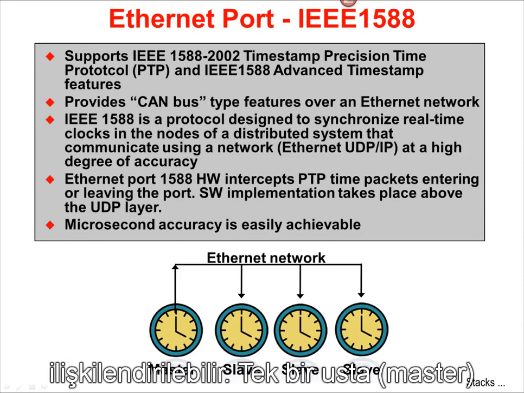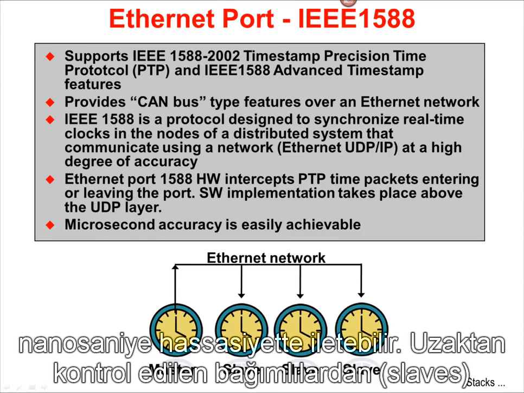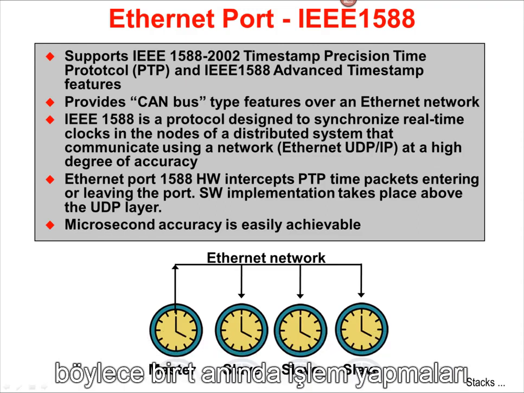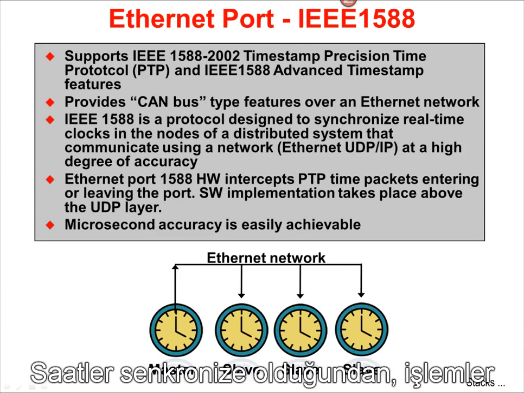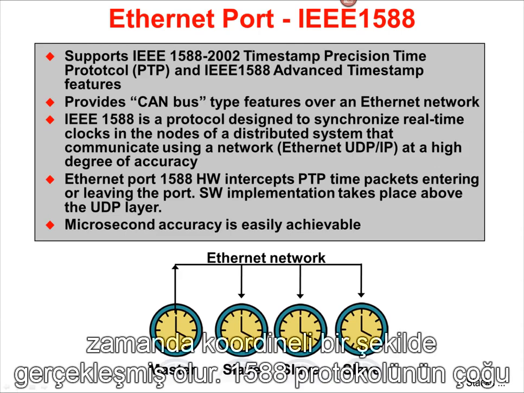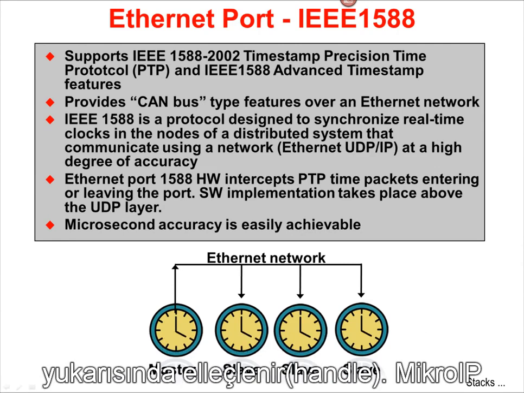A single master sends time synchronization messages to the slaves with nanosecond accuracy. Remote slaves can then be instructed to perform an action at time t and can report measurements at time t plus delta. Since the clocks are synchronized, the resulting actions are coordinated in time. Most of the 1588 protocol is performed in the hardware. What is done based on the time is handled above the UDP layer.